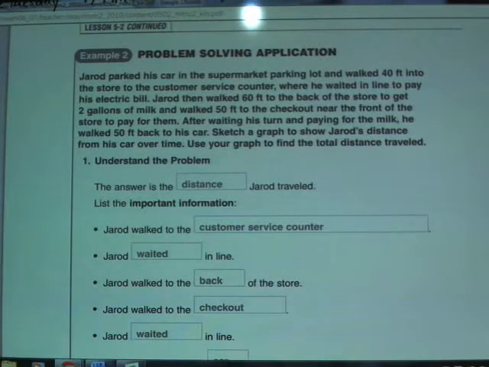Sketch a graph to show Jared's distance from his car over time. Use your graph to find the total distance traveled.